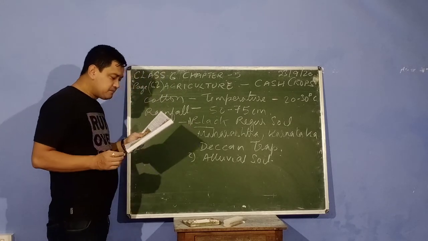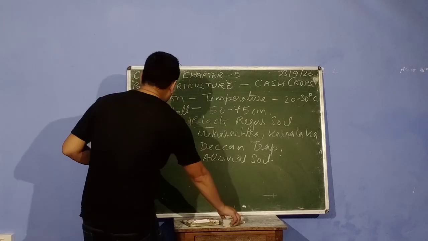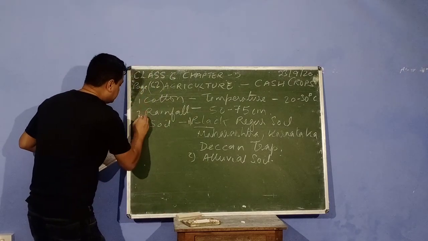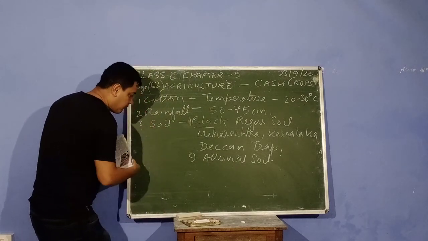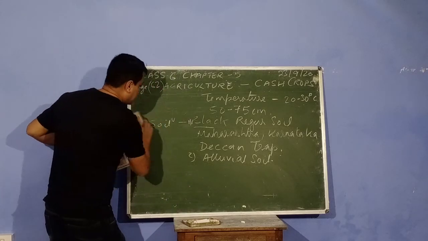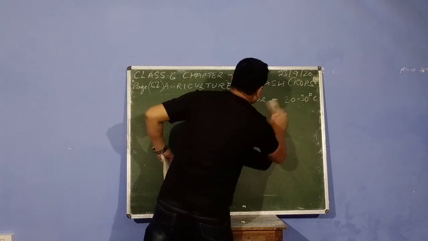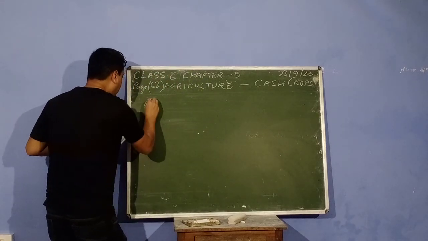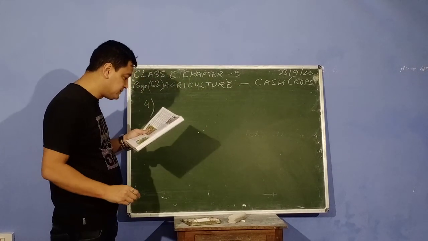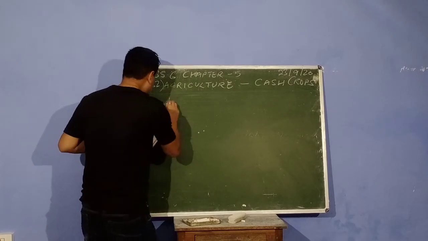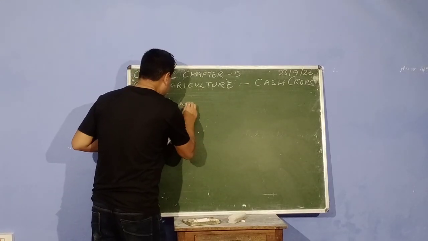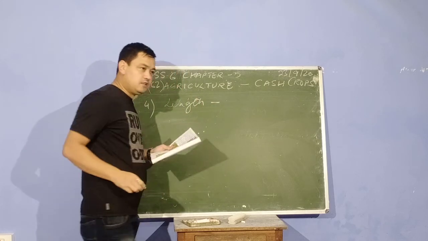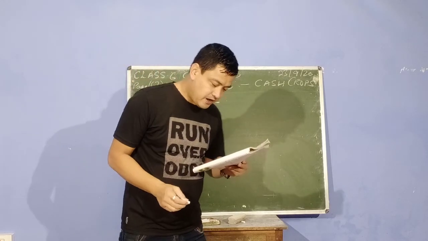Now, the next important point that we are going to understand is the length of the cotton. Number four is the most important point. I'm going to grab the blackboard. We are talking about the length, L-E-N-G-T-H, the length of the cotton fibre.